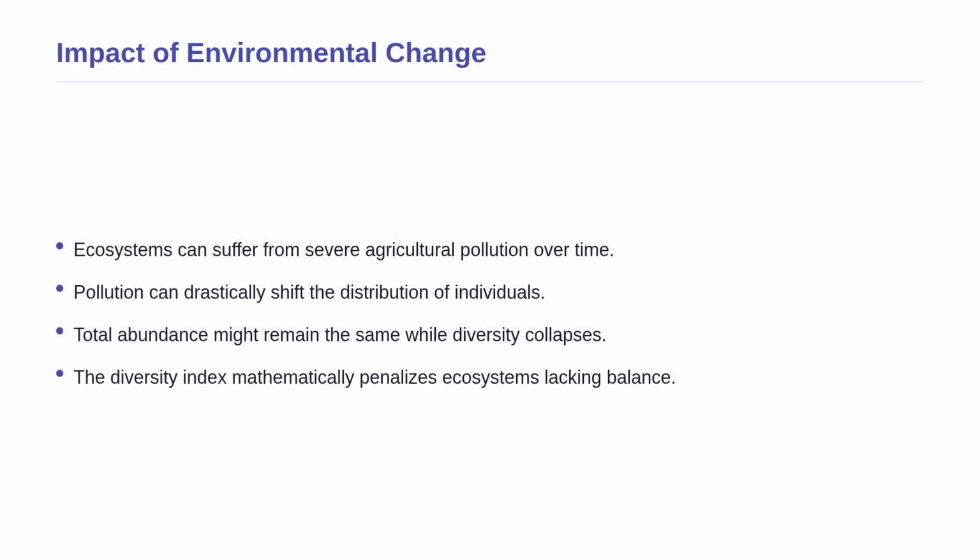As we're about to see, the Shannon Diversity Index is specifically designed to detect this loss of evenness. It mathematically penalizes ecosystems that lack balance, heavily weighting the decline of rare species.